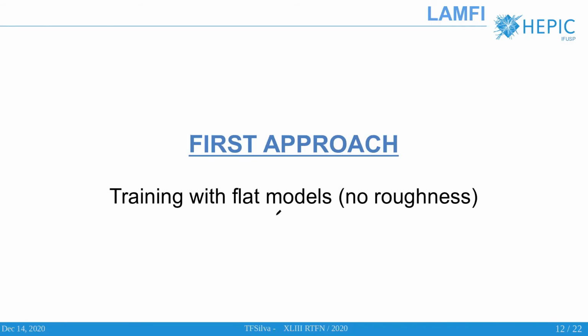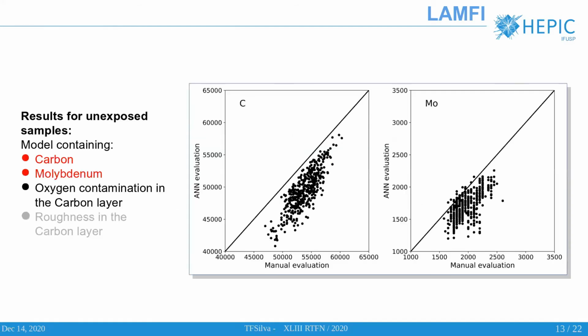So now I'm going to show our first approach, which is training one network to predict the layer structure based on a training set that does not include the roughness of the sample. This was used as a proof of concept that the neural network could be used to process this spectra. What you see here is a comparison between the predictions done by artificial neural networks in the y-axis with the manual evaluation done by a student from the Max Planck Institute for Plasma Physics.